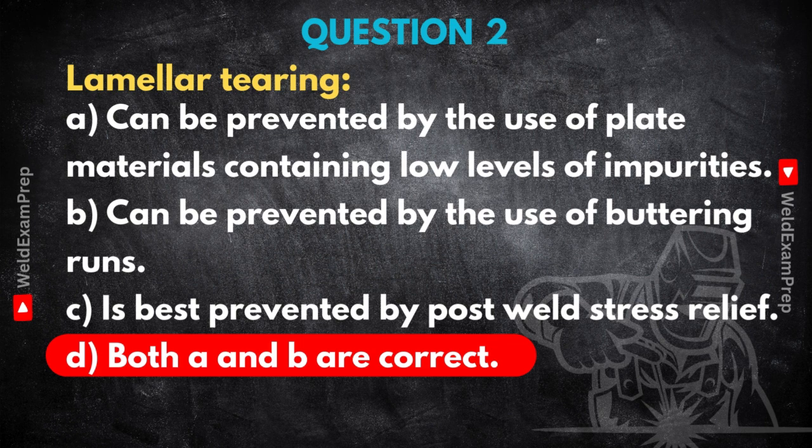Exactly. And option C, post-weld stress relief. Well, it can help reduce residual stress, sure, but it's not the primary prevention for lamellar tearing. The root cause is more about the material's internal structure and how you lay down that first weld bead. So yeah, understanding that interplay, material choice and procedure, is fundamental for preventing defects. It really does show the foresight needed, doesn't it?